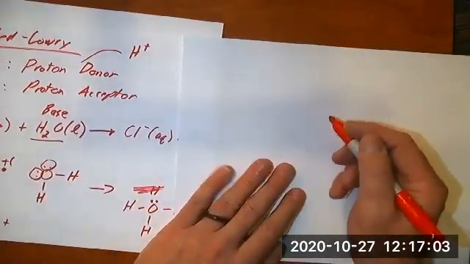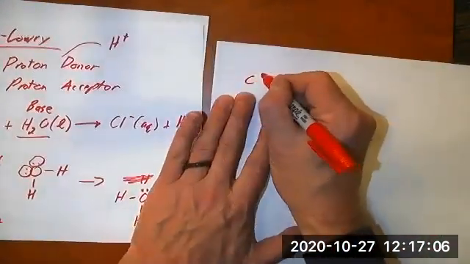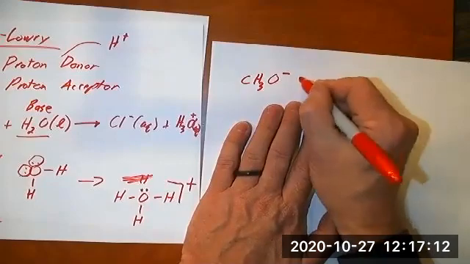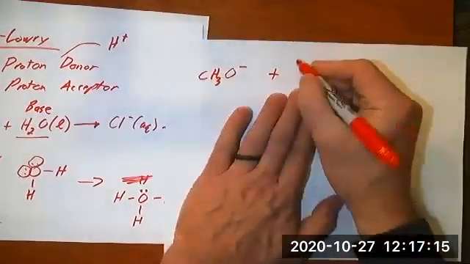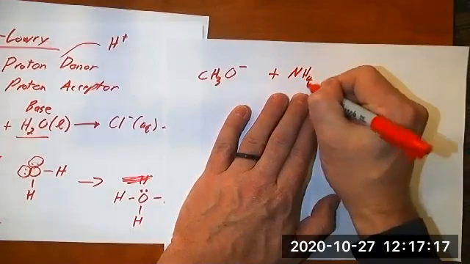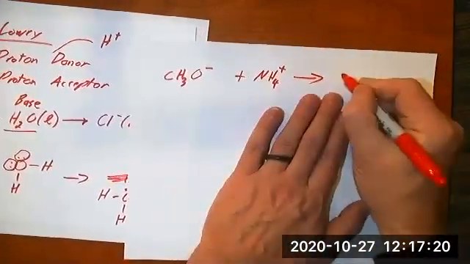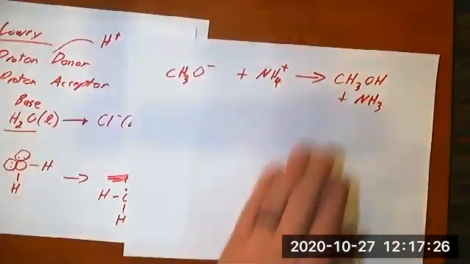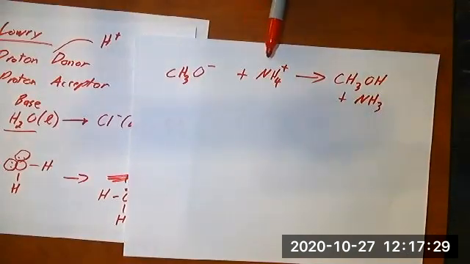So we could have, for example, a CH3O minus ion reacting with an ammonium ion to give us CH3OH plus NH3. And so what we have here is a proton donor, a proton acceptor. We have a Bronsted-Lowry acid-base reaction happening, but this has nothing to do with hydronium ions, has nothing to do with hydroxide ions, has nothing to do with water.